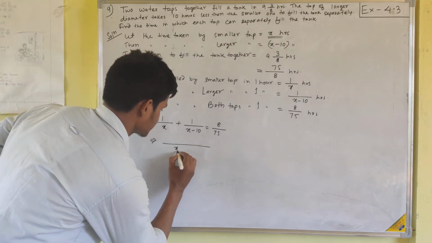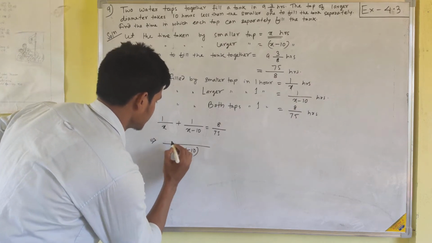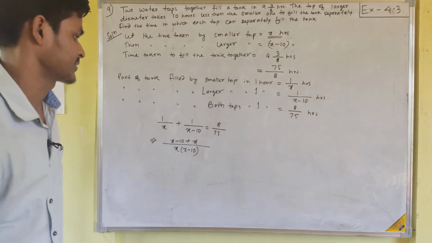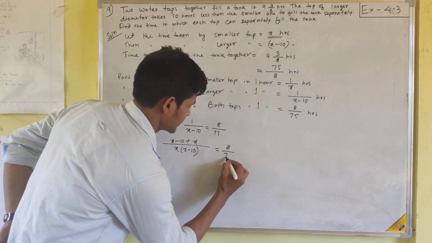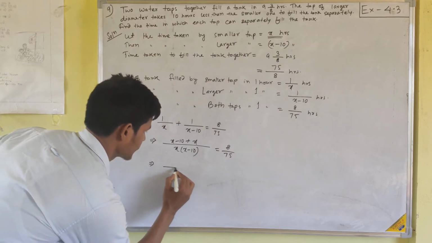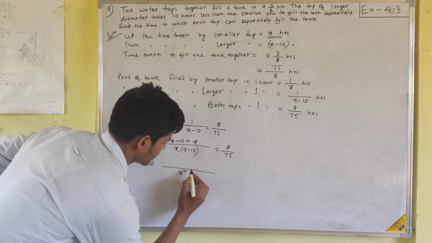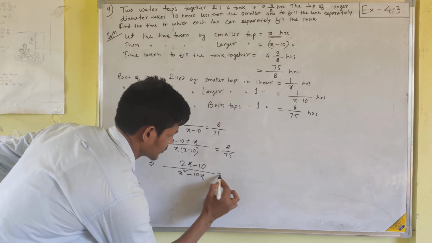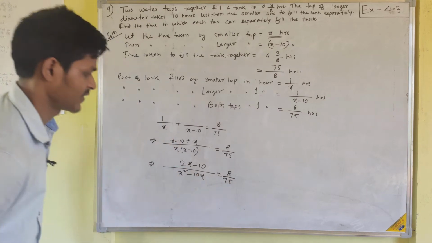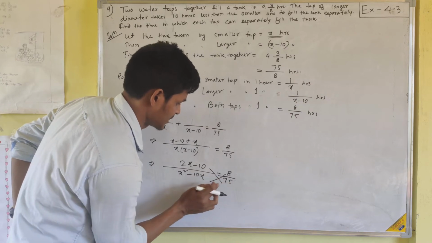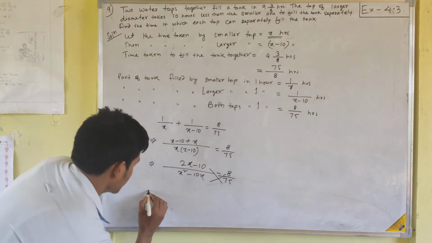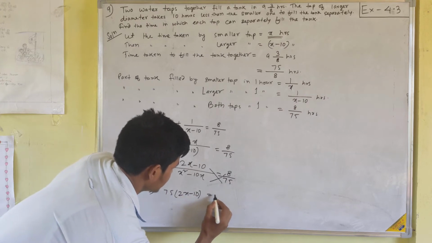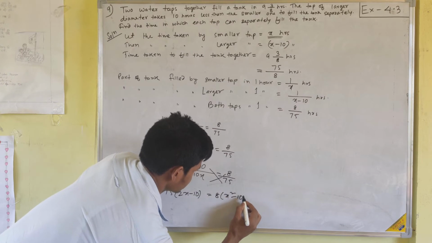Here the LCM will be x into x minus 10. So x minus 10 plus 1 into x equal to 8 by 75. X into x is x square minus 10x, and x plus x minus 10 is 2x minus 10, equal to 8 by 75. Now cross multiply: 75 with this and 8 with this. We get 75 into 2x minus 10 and 8 into x square minus 10x.